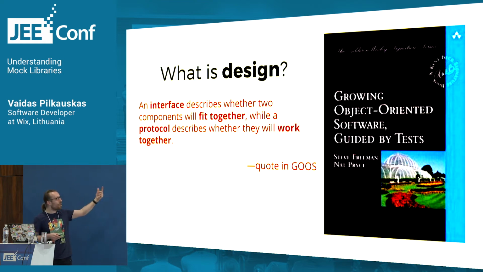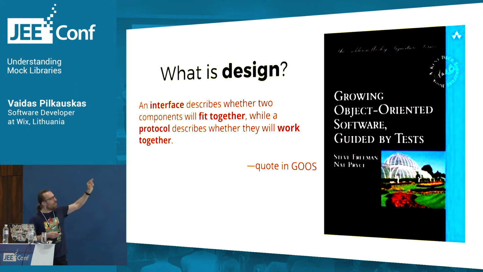Again, what they also say is that as Java developers, we use interfaces everywhere. And they say that an interface describes where two components will fit together. So an interface is like a static thing. It's like two Lego parts. You try to put them together, and they only fit if they are made to fit.